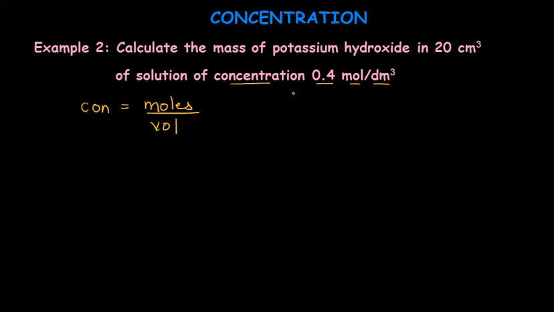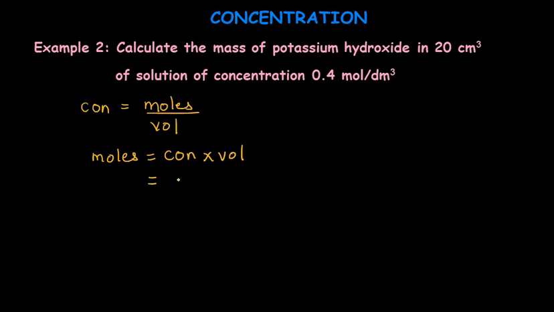But now here we can see that we are given the value of concentration, that is 0.4, and we are given the volume, that is 20 centimeter cube, and that also in centimeter cube. So we are supposed to convert it into decimeter cube first. From this formula we can find out the value of moles, but the question says calculate the mass. So let's first calculate the value of moles, and then we can go ahead to calculate the mass.